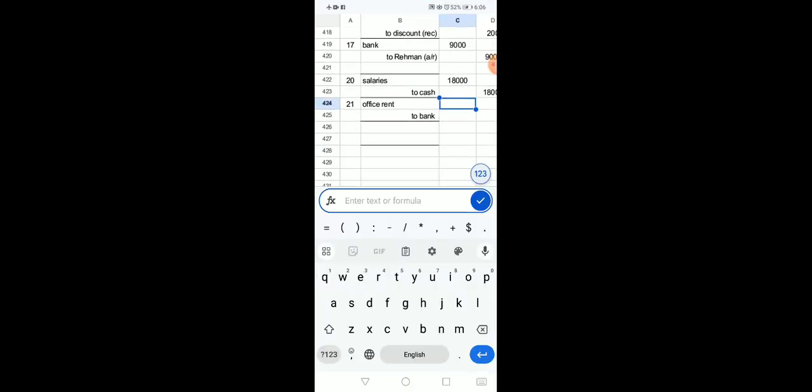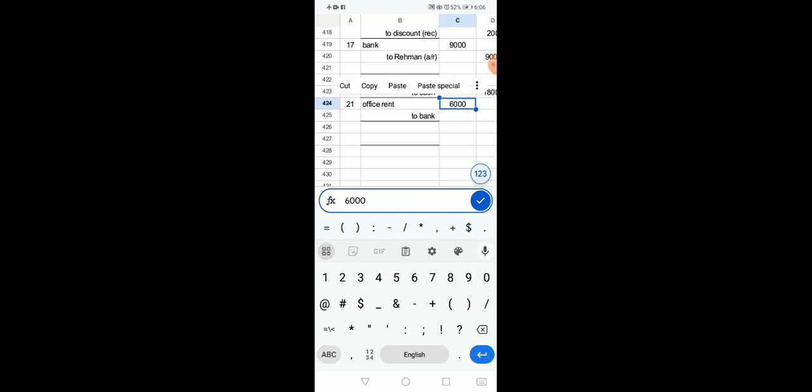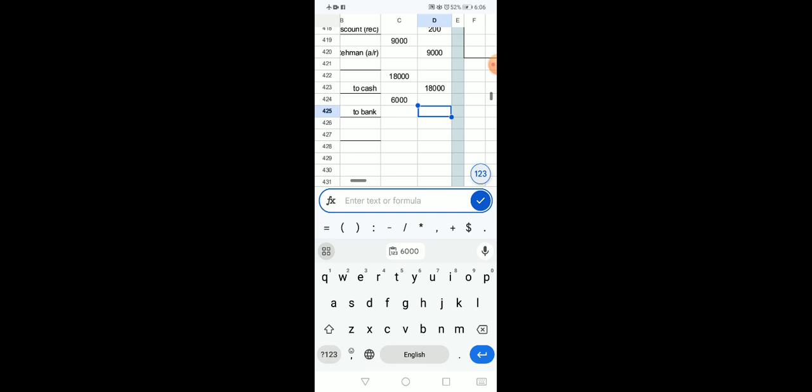21, it is 6,000, look like it's 6,000, so you will mention 6,000. As alignment is not absolute accurate in the book, you will write 6,000 on debit side and same amount would be posted on the credit side. Entry number 21 has been completed.